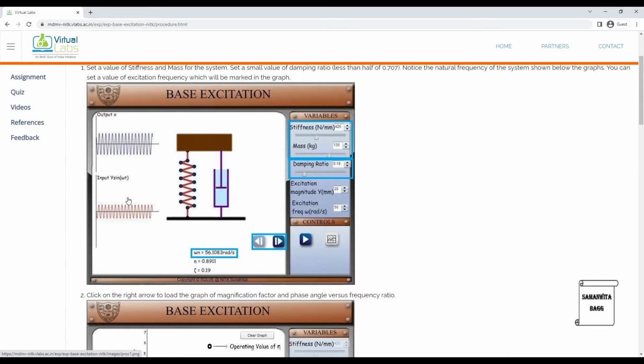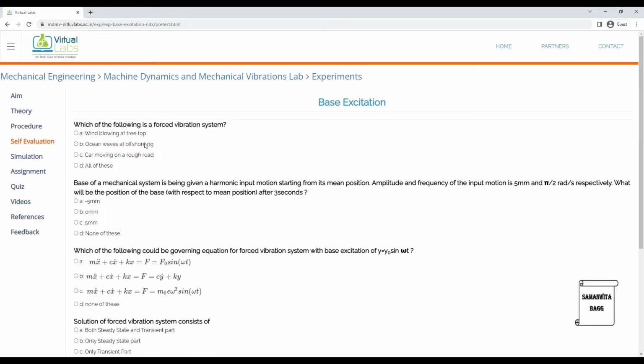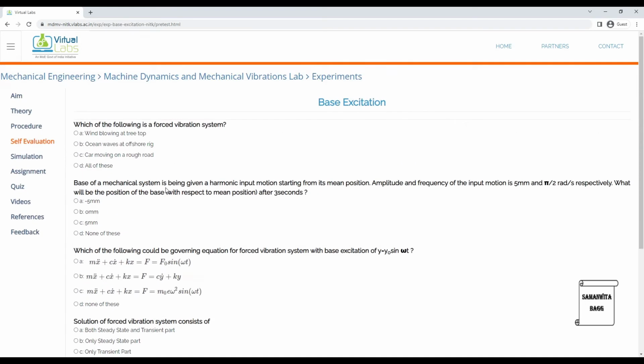This is similar to the fourth experiment. I'm repeating again and again because it's the same explanation that I've already given there. This is the self-evaluation tab. You can go through this and solve the entire one and find out the answers. The formulas are already given in the theory portion.